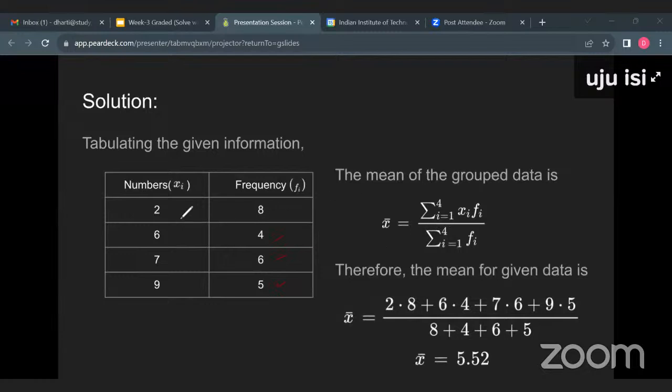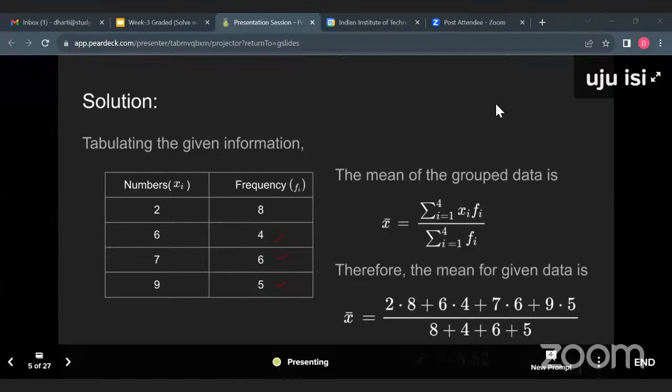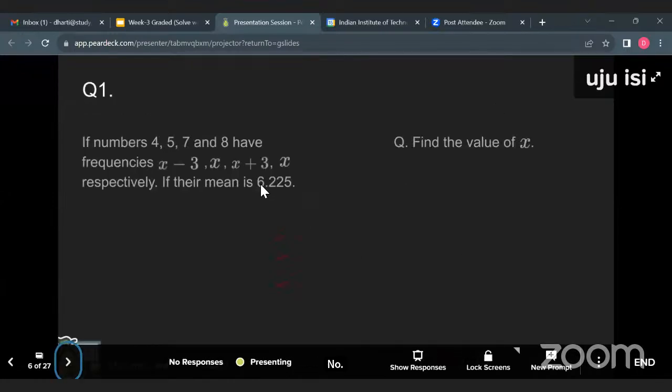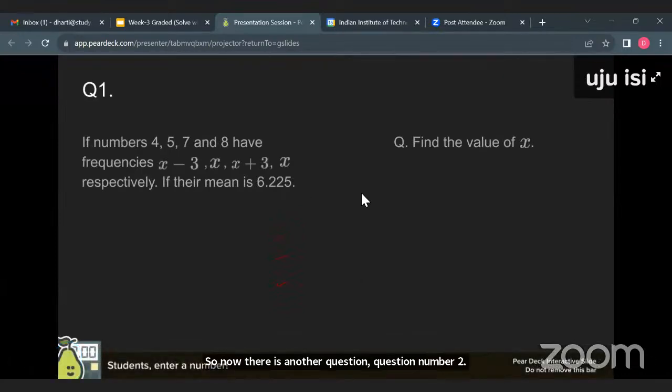For xi equal to 2, we put 2 here, and the corresponding frequency is 8, multiply it with 8 and add simultaneously. Then after adding and division we got the answer 5.52. Does anyone have a doubt in this question? No, ma'am. So we can move to next. It was just a calculation, and now there is another question, number 2, similar to that only.